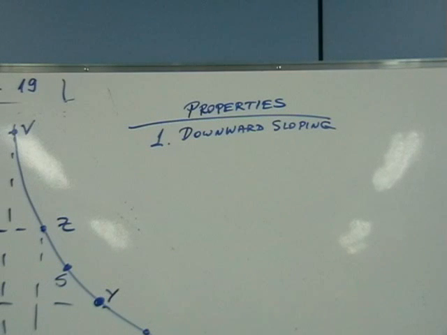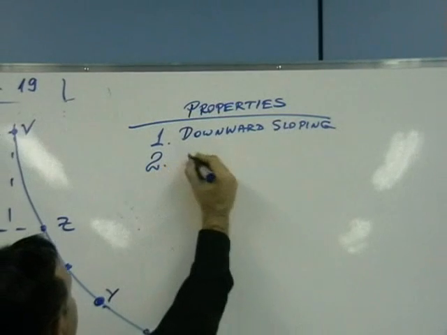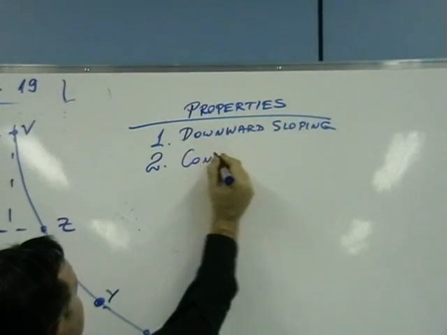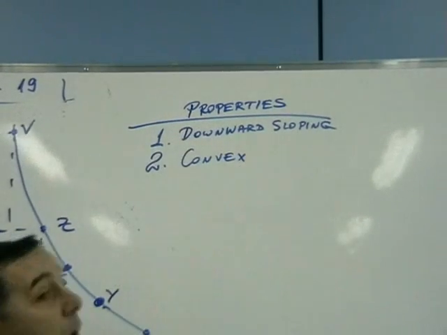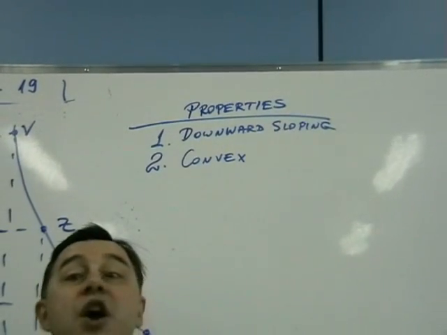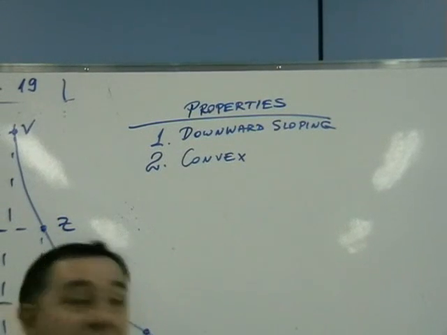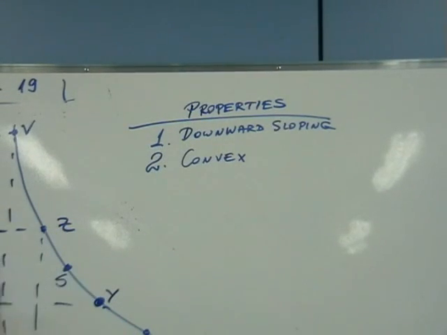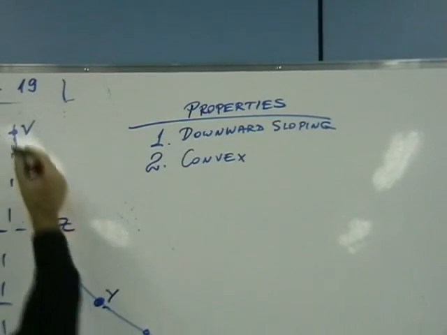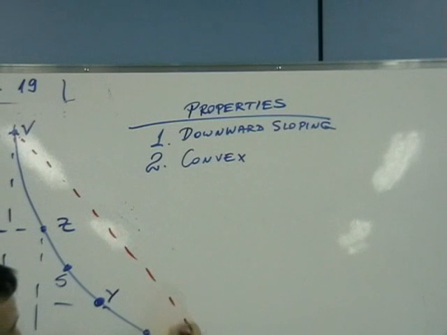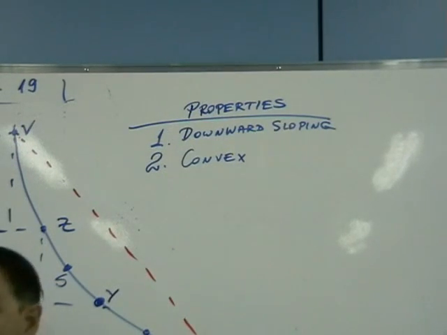Okay, let's see what else. Oh, this is the one I don't want to prove or derive: that the indifference curve is convex. Convex means that it has a curvature like this. What is the economic meaning? Here is 10 and 2, and here is 10 and 2. And let's draw a straight line between them.